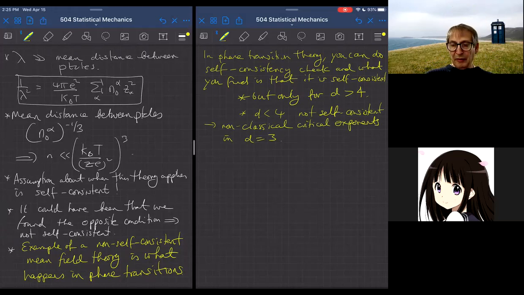All of that's not something that I want to go into, but I just want to show you that theories can predict their own demise, and it's very useful when they do. So the self-consistency check is not something that's automatically guaranteed to come out right. Okay, so now what I want to do is discuss the thermodynamics.